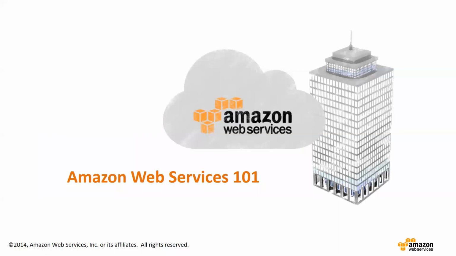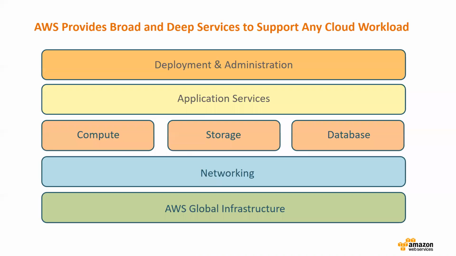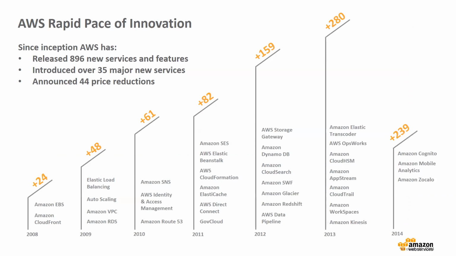So with this presentation, I will go through some of the basic stuff about AWS. Here in this slide, I have just given a brief overview about AWS services: compute, storage, database, networking, and AWS Global Infrastructure. And this slide talks about the time since the inception of AWS.